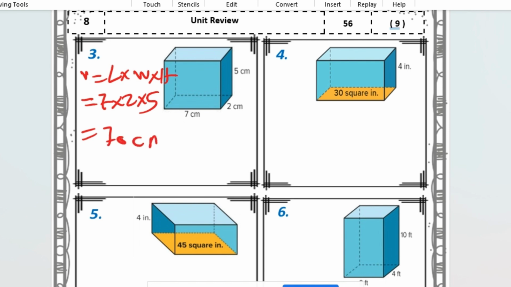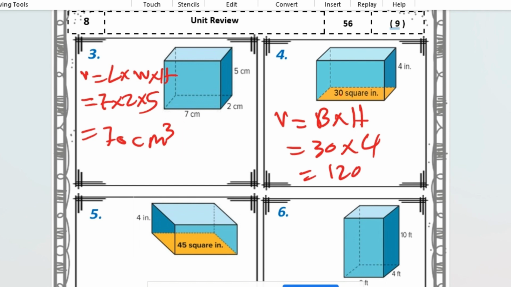centimeters cubed. Here we have only the base and the height. So we use the first formula, which is V equals B times H, or BH. It's equal to 30 times 4, which is equal to 120 inches cubed, or cubic inches.